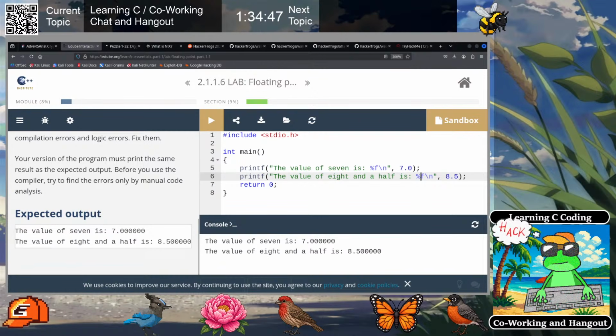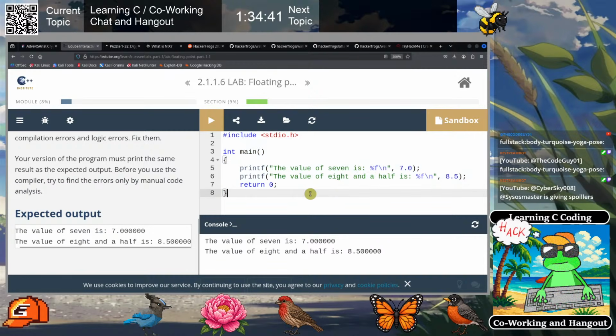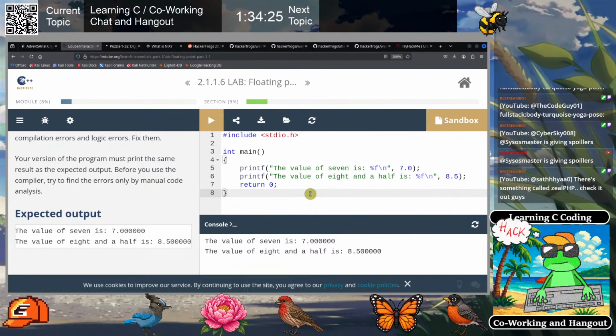Okay, so apparently we've outputted exactly what they're looking for, so we can move on. Okay, SysOS Master is giving spoilers. Are there spoilers? The main function: integer argc and character pointer argv, okay, where argc is the amount of entries in argv.